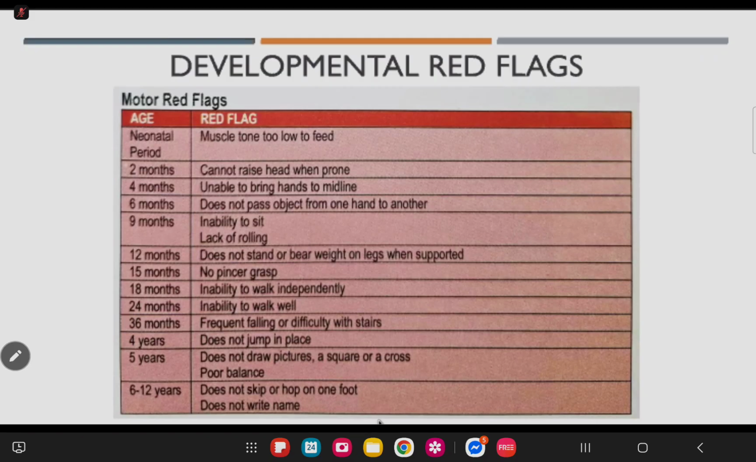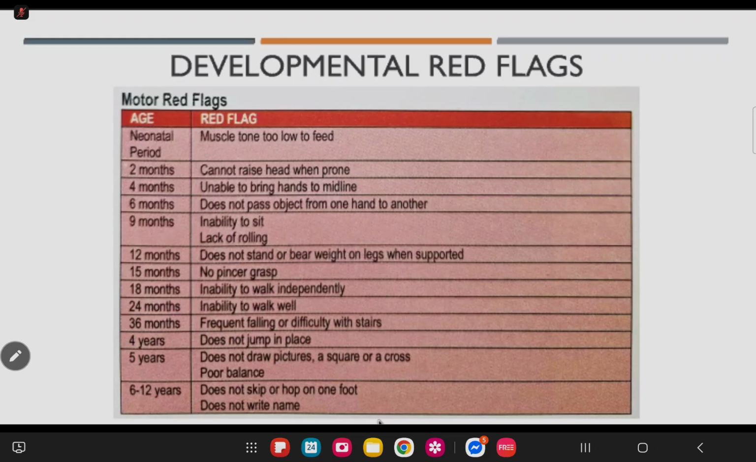At 2 months, another red flag is cannot raise the head when prone. At 4 months, unable to bring hands to midline. At 6 months, does not pass object from one hand to another. If you can't memorize the normal developmental milestones, then you won't be able to note your red flags. That's why I keep repeating that you have to memorize your developmental milestones. This is for the motor domain.